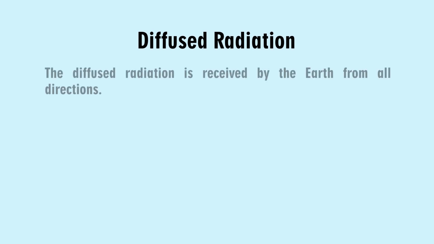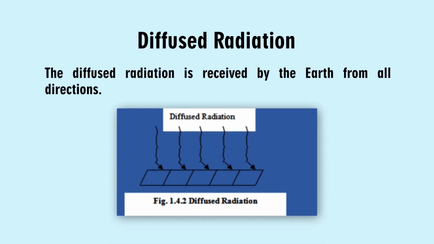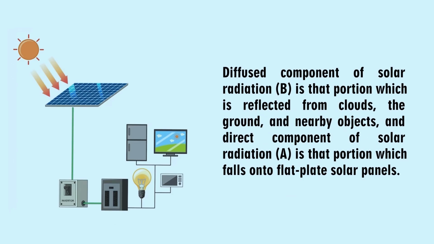Now we will understand what is the diffuse radiation. The diffuse radiation is received by the earth from all directions. The radiation may change direction due to scattering from dust particles, clouds, etc., while passing through the atmosphere. Diffuse radiation does not have a unique direction. You can see the diffuse radiation in the diagram also. The concept of how beam and diffuse radiation are received by the surface is shown in the figure.